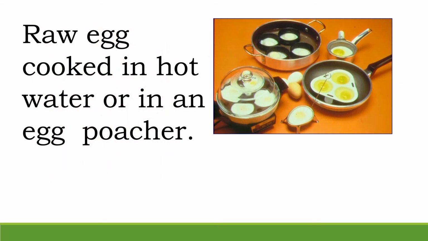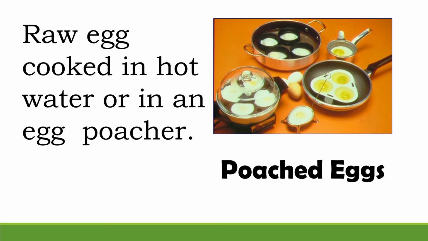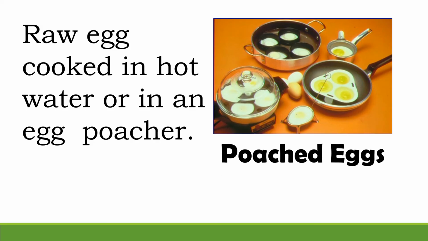Another method: these are raw eggs cooked in hot water or in an egg poacher. And these are poached eggs. A poached egg is an egg that has been cooked outside the shell by poaching or sometimes steaming, as opposed to simmering or boiling liquid. This method of preparation can yield more delicately cooked eggs than cooking at higher temperatures, such as with boiling water.